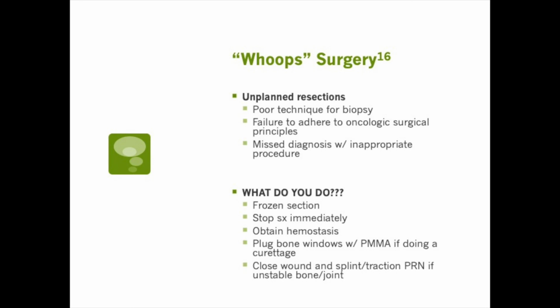Stop surgery immediately if need be. Obtain hemostasis. Again, you want to limit any hematoma that's going to happen afterwards. So cauterize everything, even stick tie larger vessels if you need to. Plug bone windows with PMMA. So if you're going in to curette what you think is just a simple bone cyst, turns out it's live tumor in there and you're really worried about it, but now it's bleeding like crazy and you don't want all of that tumor to leak out into the surrounding tissues, plug it up with PMMA. You want to close the wound immediately and splint or traction as needed if it's an unstable bone or joint.